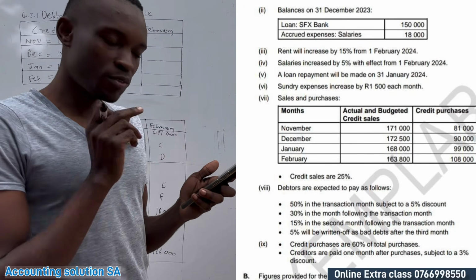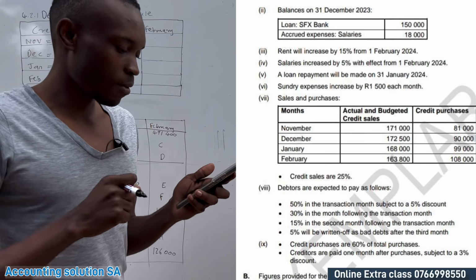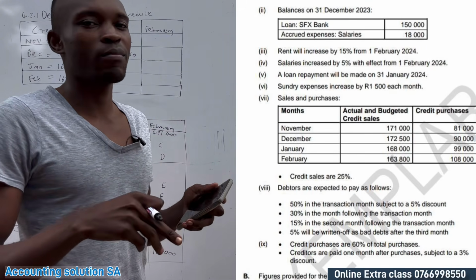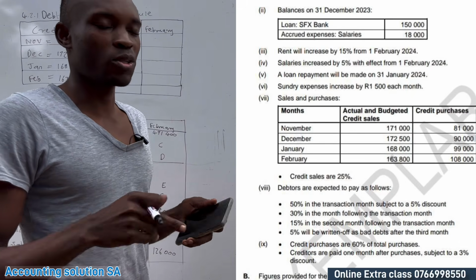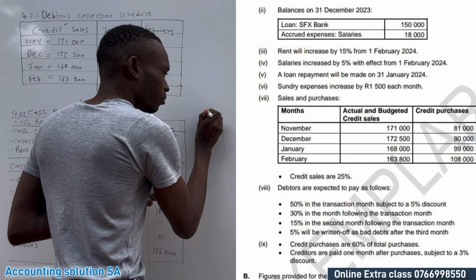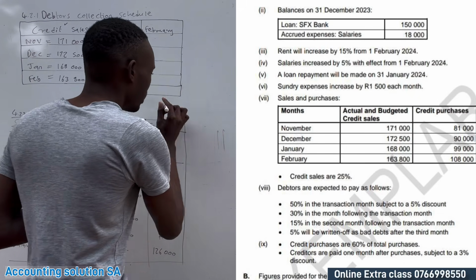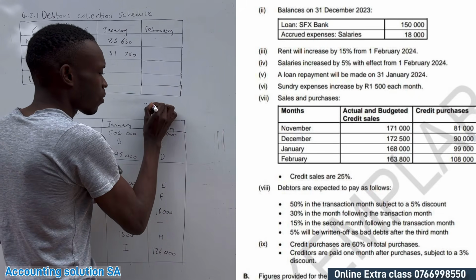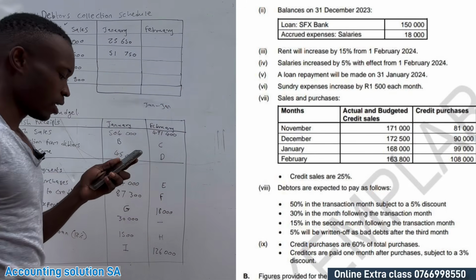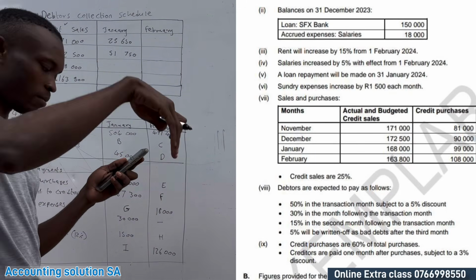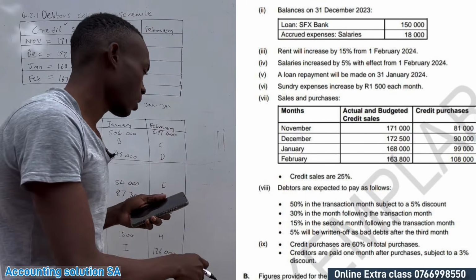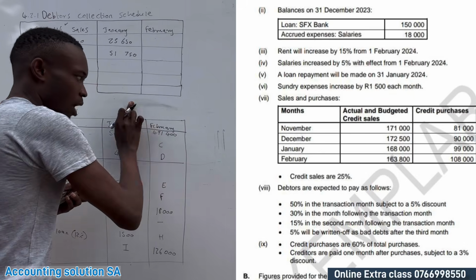They collect 50% in the transaction month. When they say transaction month, they simply mean the same month that the sale has been made. For example, if this sale was made in January, 50% is going to be collected in the same month of January. Then 30% in the following month, which is February, and 15% in March, after 2 months. That's how we do it.